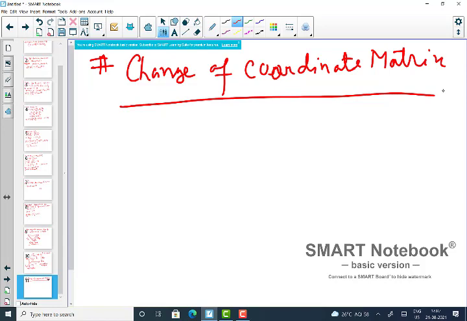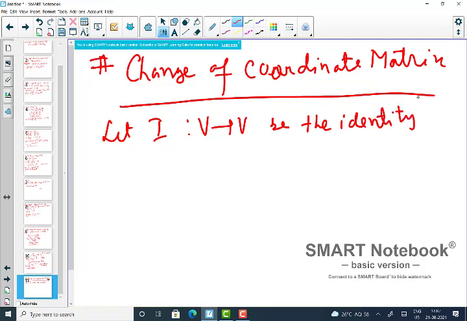So let me start with I from V to V. V is a finite dimensional vector space over some field F, and you have the identity map. Suppose I be the identity map, right? So what does that mean? That means I of v equals v for all v belonging to capital V. Identity map, and this is a linear map, and it's also invertible. So this is an isomorphism. You know that, right?